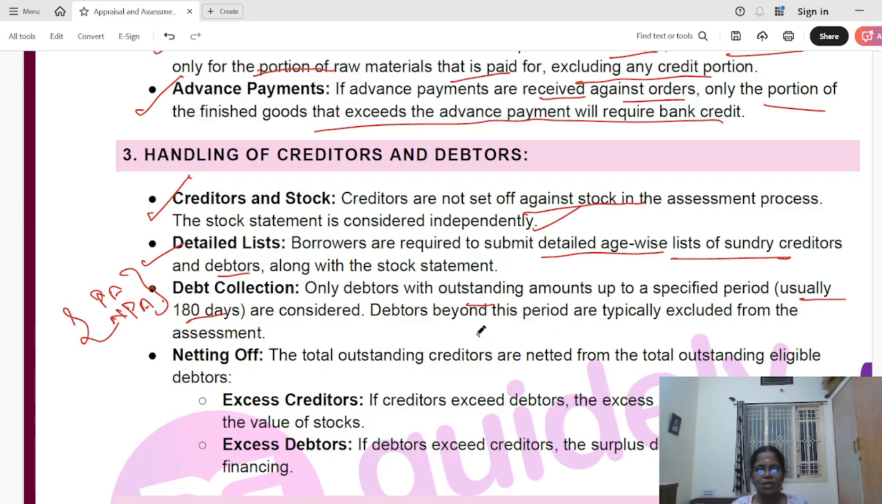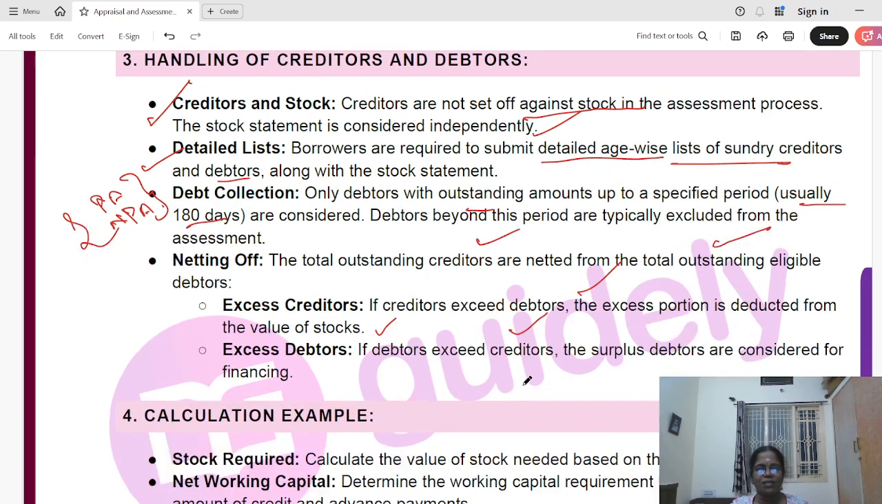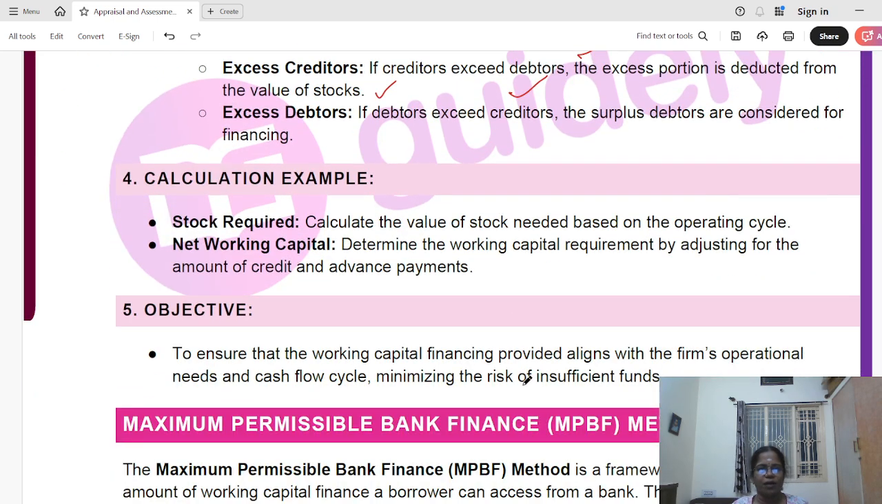Netting: total outstanding creditors are netted from the total outstanding eligible debtors. So what do they do with these two? They connect and net them. How much are the outstanding creditors and eligible debtors? If the creditors are higher than the debtors, then it would be good. If excess creditors exceed debtors, the excess portion is deducted from the value of stock. If excess debtors exceed creditors, the surplus debtors are considered for financing. Only surplus debtors will be taken for finance.